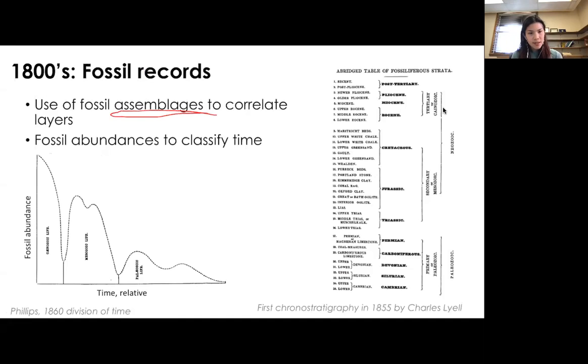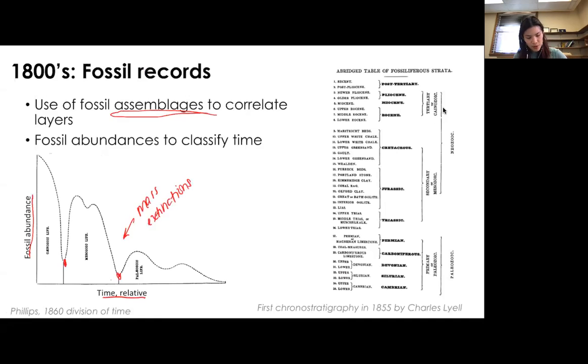So in this 1860 division of time that's shown in the lower left here, we're looking at the fossil abundance on the y-axis and time on the x-axis. And you can see how the fossil abundance reaches a minimum a few times. And these might be during periods which are now known as mass extinctions. These created a very easy and convenient way to divide up geologic time. Whenever we found these minimum in fossil assemblages, we could break this up.